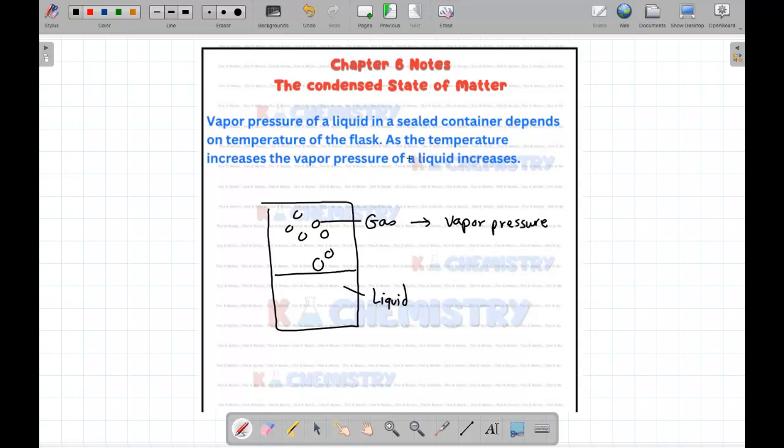The vapor pressure now will depend on the temperature. Why is that? Because the higher the temperature, the more the liquid particles are going to change into gas. So there will be more gas particles. And since there are more gas particles, the collisions will be more and the pressure will be more. So as the temperature increases, the pressure of the gas increases, the vapor pressure increases, and vice versa. If the temperature decreases, the vapor pressure decreases.